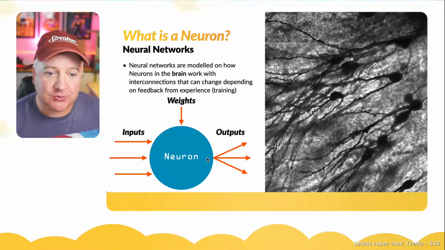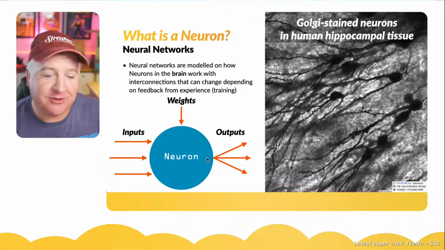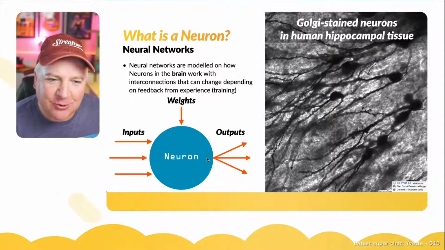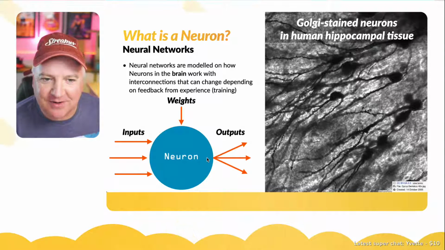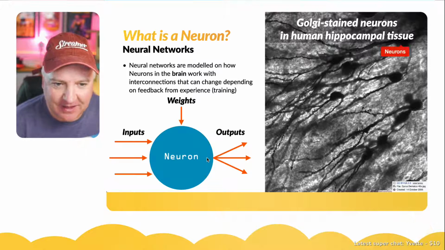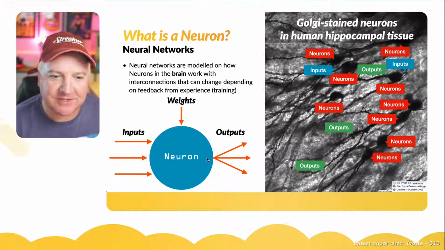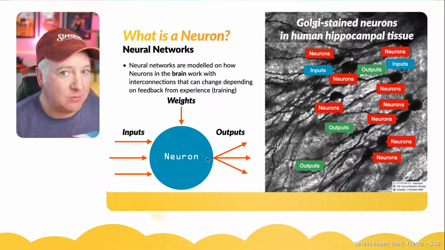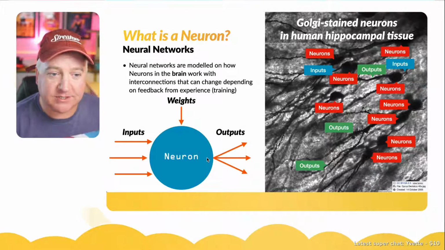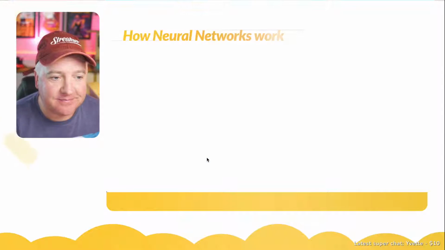So here's an actual slide of some real human brains. This is the Golgi-stained neurons in the human hippocampal tissue. And if we look there, there's some neurons, there's some inputs, and there's some outputs. So neural networks are based very much on the brain structure and how that works, because it's very successful.